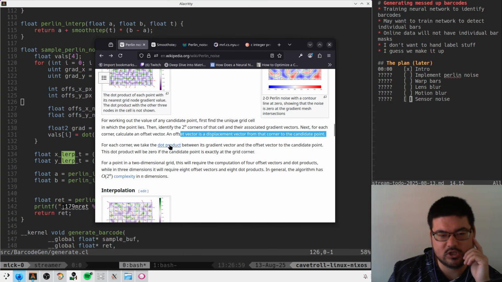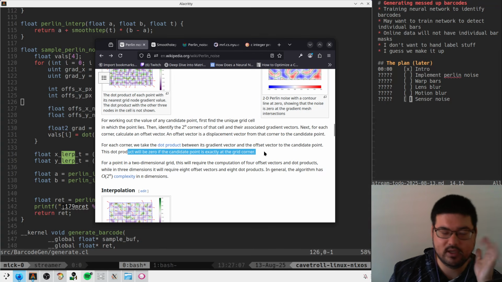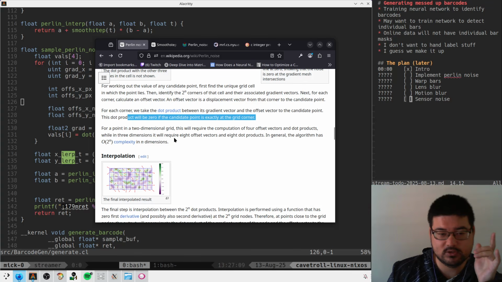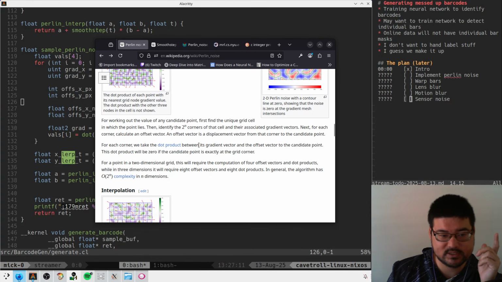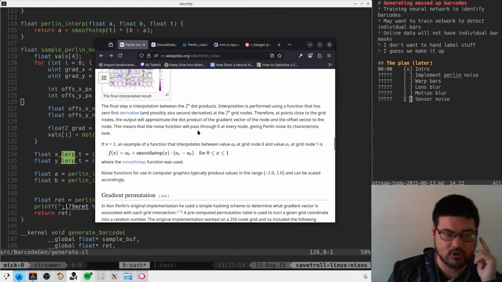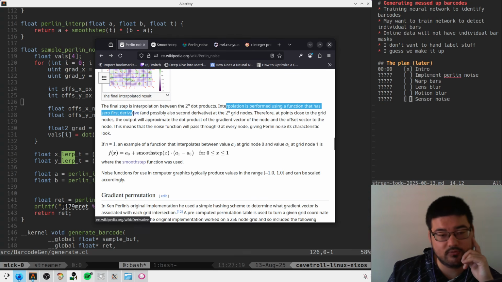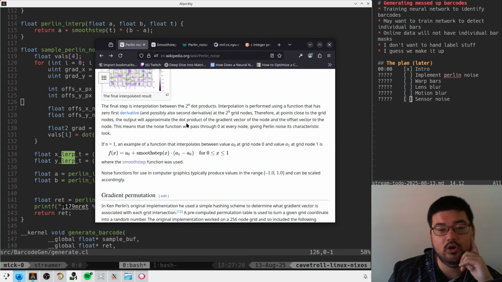For each corner, we take the dot product between this gradient vector and the offset vector to the candidate point. Yep, this dot product will be 0 if the candidate point is exactly at the grid corner. Yes, okay. For a 2-dimensional grid, this will require 4 offset vectors and dot products, while in 3 dimensions, yeah, sure, whatever. Final step is interpolation. Interpolation is performed using a function that has 0 first derivative and possibly second derivative at the grid nodes. Therefore, at points close to the grid nodes, the output will approximately be the dot product of the gradient vector of the node and the offset vector to the node.